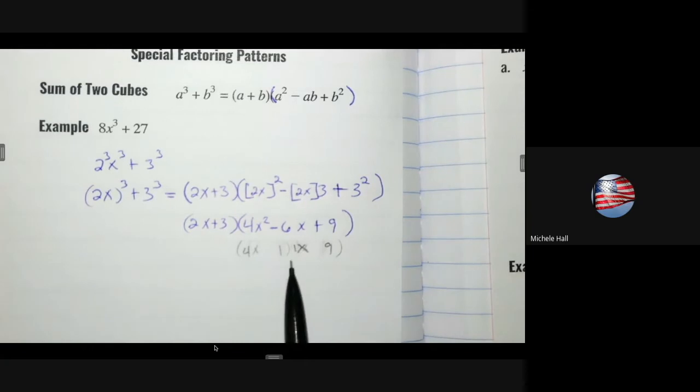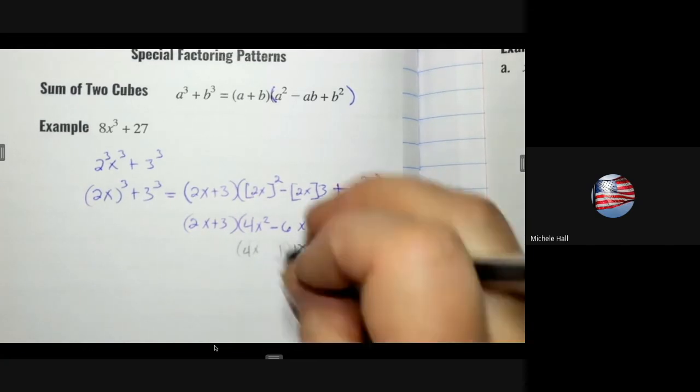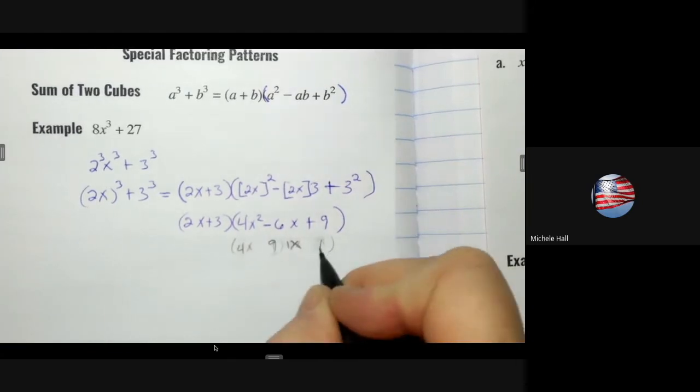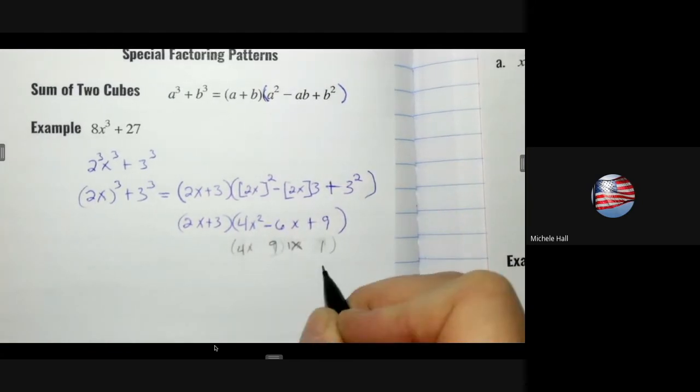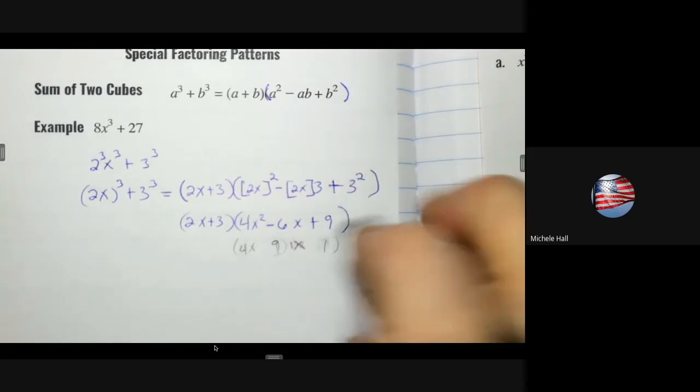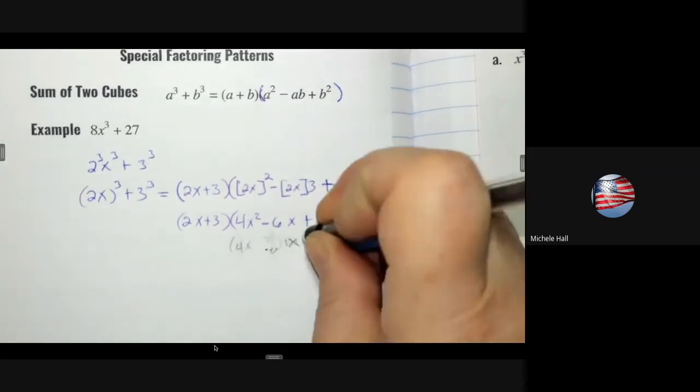So we'll start with 1 and 9. We have 36 and 1. No, that doesn't work. Switch your 9 and your 1. Now we have 9x and 4x. No, it's not a negative 6. So now I'm done working with the 9 and 1. I'm going to switch to 3 and 3.